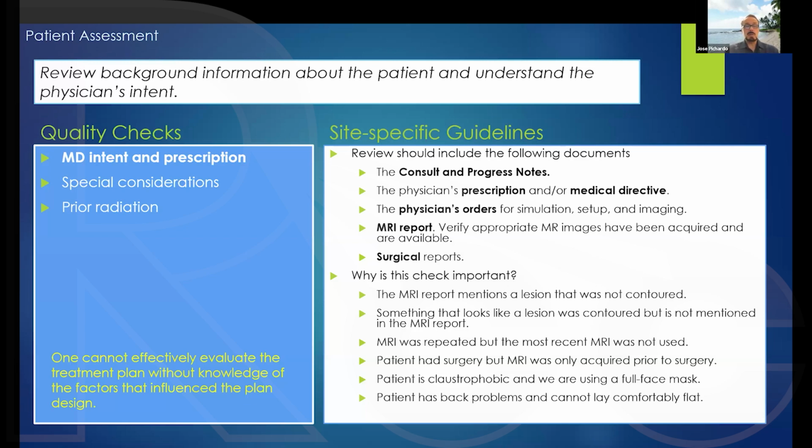Well, for example, the MRI report may mention a lesion that was not contoured. When you're looking at the contours, you may find that the MRI report indicated 5 lesions, but only 3 are contoured. There may be a reason for that, so that's something that you need to investigate. Or the opposite situation, you may see something that looks like a lesion that was contoured, but it's not mentioned in the MRI report, so that needs to be investigated.